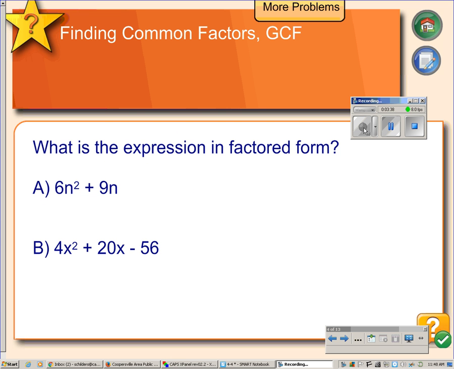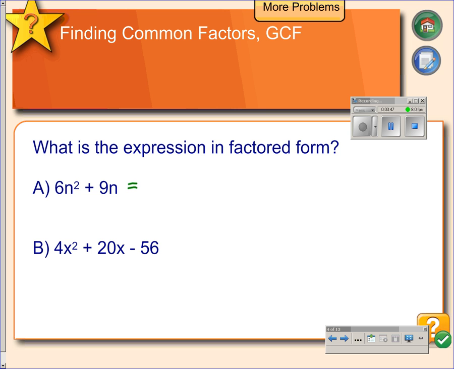Sometimes you will see problems like these where there is a common factor in your terms. So if you have a common factor, you want to factor it out. And in this case, 3 goes into 6 and 9, but we also have an n squared and an n, so we can divide out n. So dividing 6n squared by 3n gives us 2n, and dividing 9n by 3n gives us 3, so this would be factoring out our GCF.